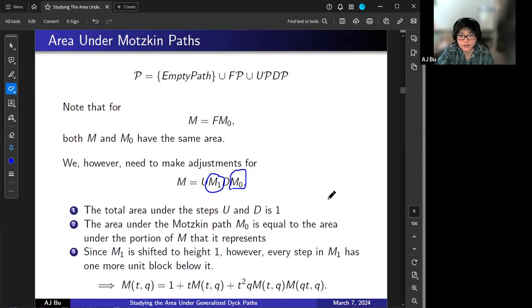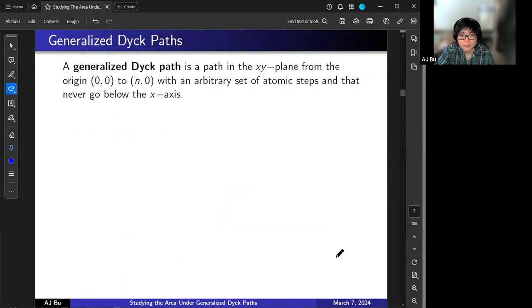Okay, so that is an example of how to get that equation for the Motzkin paths. Now that we've talked about the, I guess, more well-known examples of generalized Dyck paths, let's talk about what a generalized Dyck path is. So a generalized Dyck path is a path in the XY plane from the origin to (N, 0) with an arbitrary set of atomic steps that never goes below the x-axis.